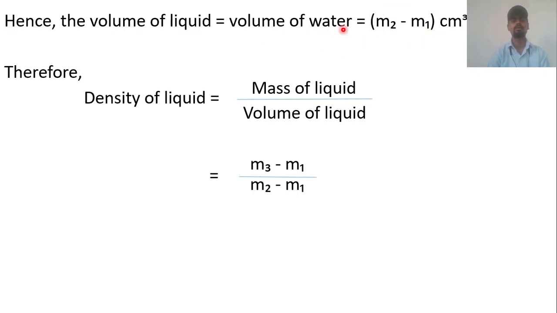Remember, the liquid and water are both filled in the same container, the same density bottle, so their volumes are the same. So instead of the volume of liquid, we write M2 minus M1. And it is measured in gram per centimeter cube: gram for the mass of the liquid, while M2 minus M1 is a volume, so centimeter cube. That is the unit of density, gram per centimeter cube in CGS. In SI it is kg per meter cube.